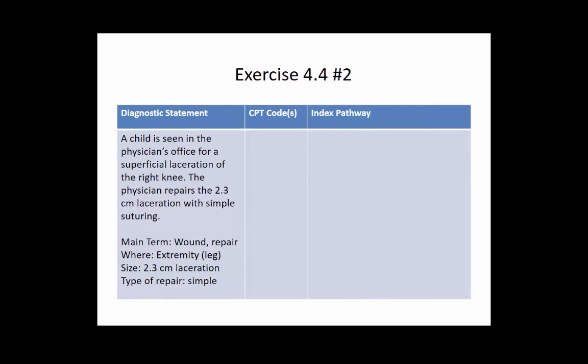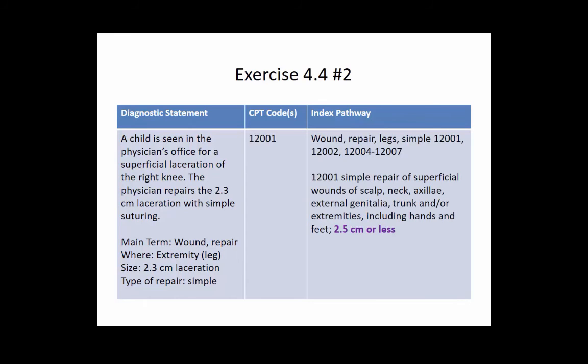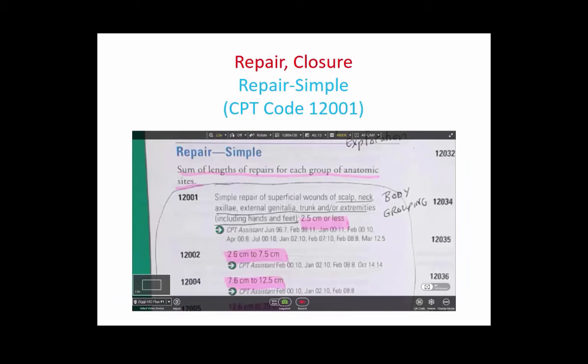Next exercise, a child is seen for a superficial laceration of the right knee. The physician repairs it with a simple suturing, 2.3 centimeters. We look this up, and it is a simple repair. It is less than 2.5 centimeters, so the code 12001 is accurate. And here you go with the codes.